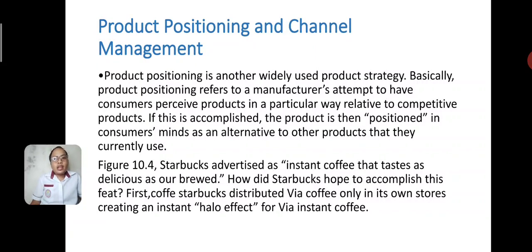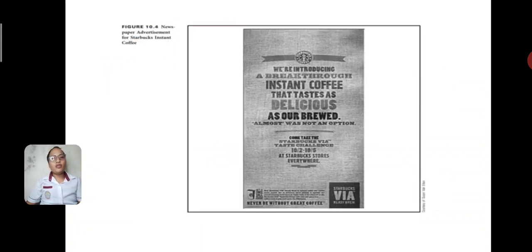In figure 10.4, Starbucks advertised an instant coffee that tastes as delicious as our brewed. How did Starbucks hope to accomplish this feat? First, Starbucks sold this VIA coffee online and in its own stores, creating an instant halo effect for VIA instant coffee. So, ganito yung marketing strat dati ng Starbucks. And we're introducing a breakthrough instant coffee that tastes as delicious as our brewed.